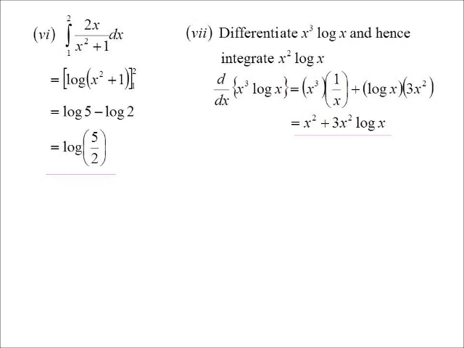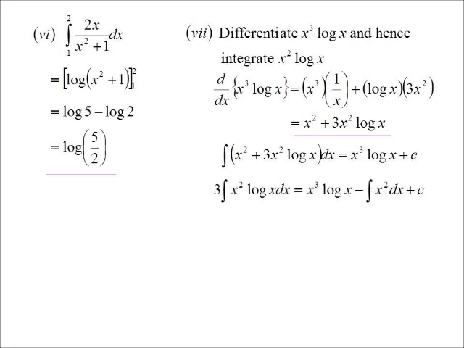So what I now know is when I differentiate x cubed log x, I will get x squared plus 3x squared log x. Therefore, logically, when I integrate the right-hand side, I will get x cubed log x, if I go back the other way. And so that's the idea I'm going to start with. I'm going to break it up into two different integrals, because the actual one I'm looking for is x squared log x.